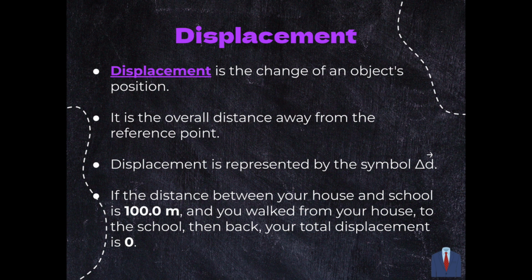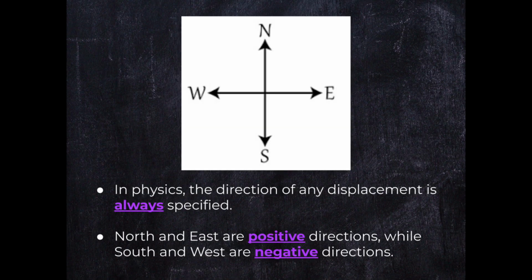We also know that the d with the arrow over it represents position, making the symbol for displacement a change in position. For example, if the distance between your house and your school is 100 meters, and you walked from your house to the school then back, your total displacement is 0, as in the end, your position did not change. In physics, the direction of any displacement is always specified.